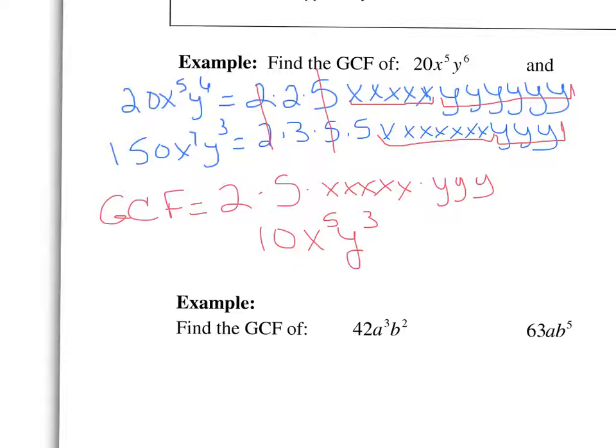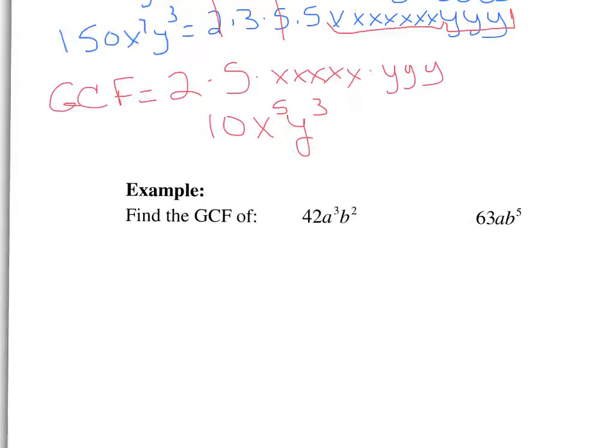You might know a shortcut for this. The 10 is the smallest number that goes into 20 and 150. X to the 5th, when you look at the x's, the GCF always has the smaller of the exponents. So this one's an x to the 7, this one's an x to the 5th. They both have at least 5 x's. This is y to the 6th, this is y cubed. The smaller one is a cube, so the GCF has the smaller one, and that's just a shortcut for you.